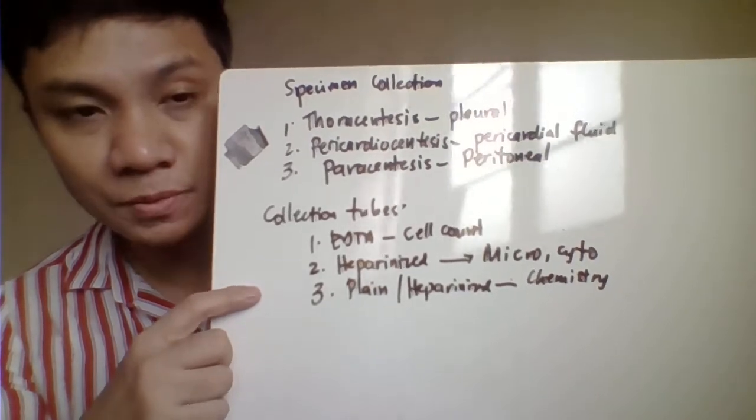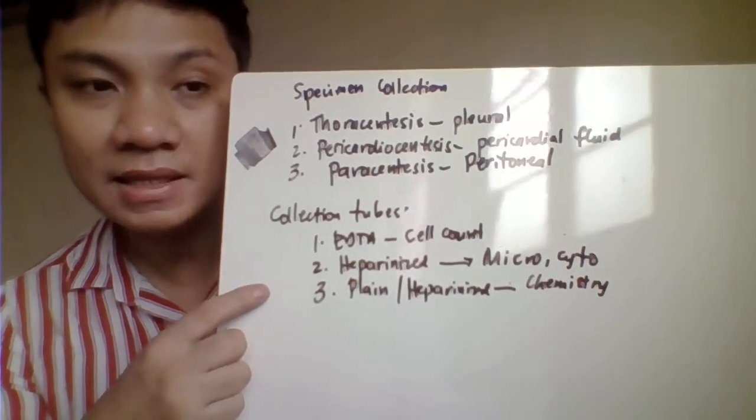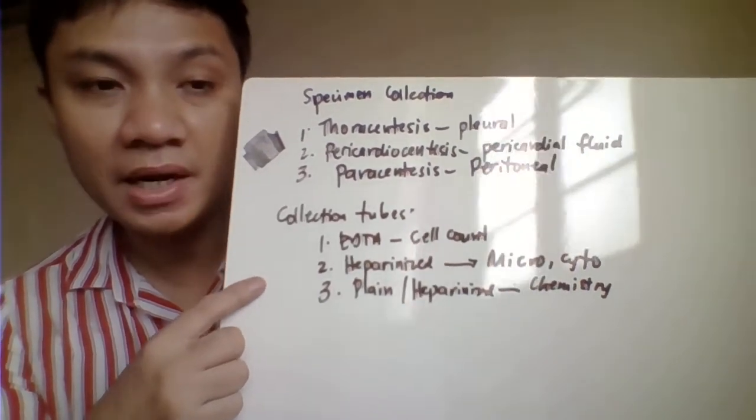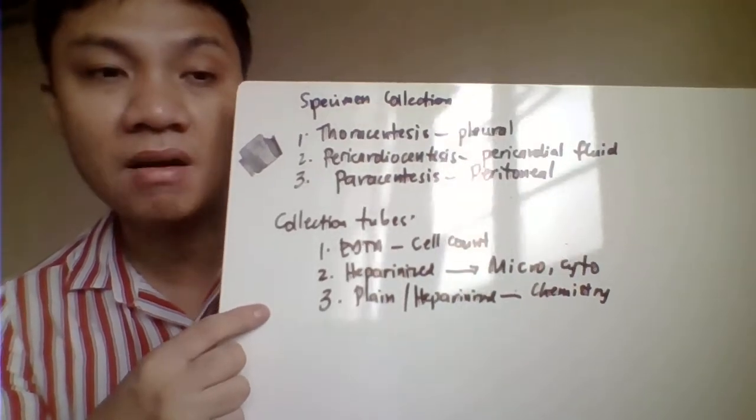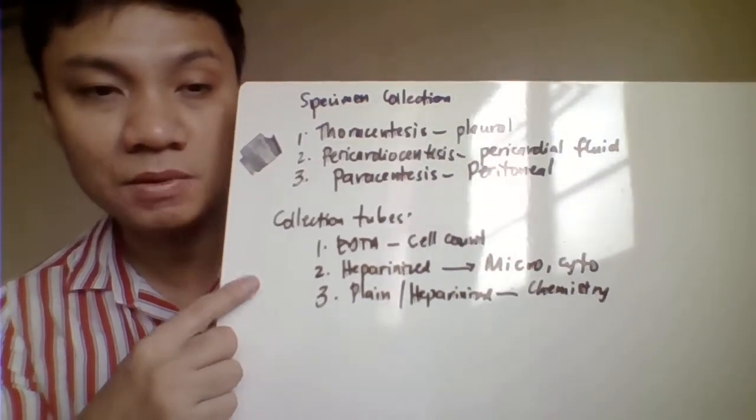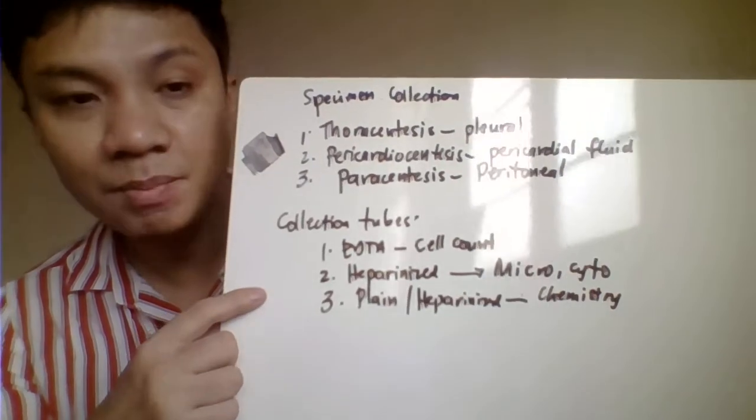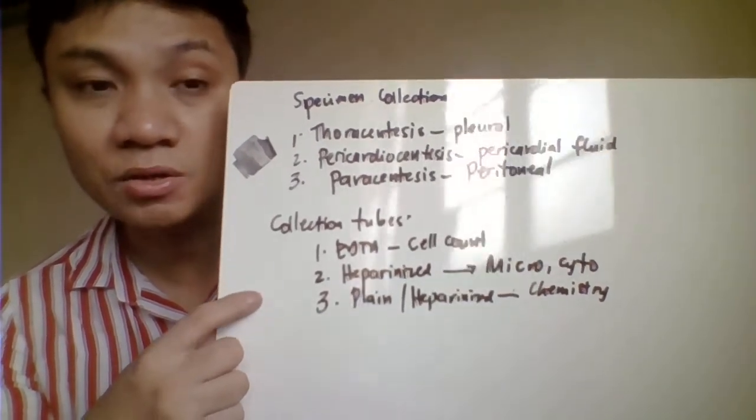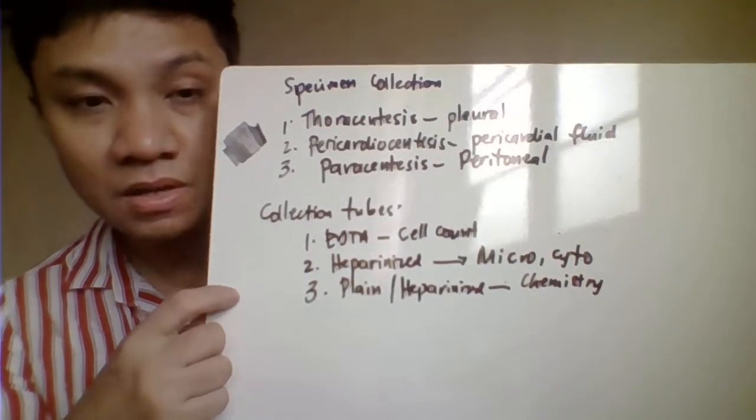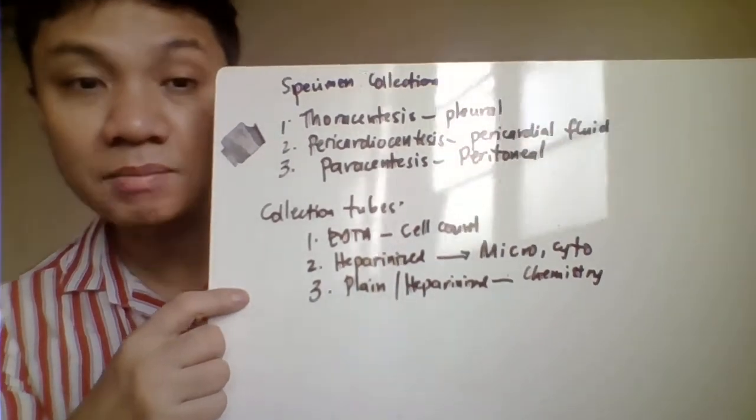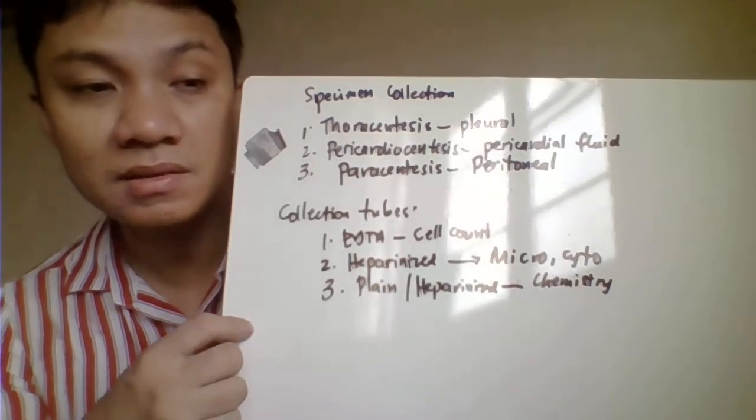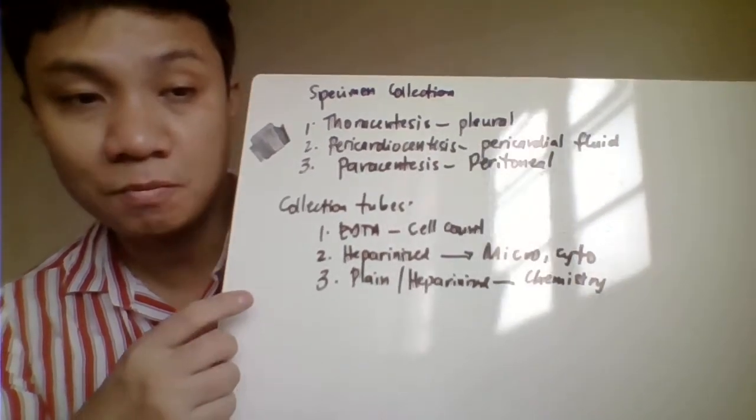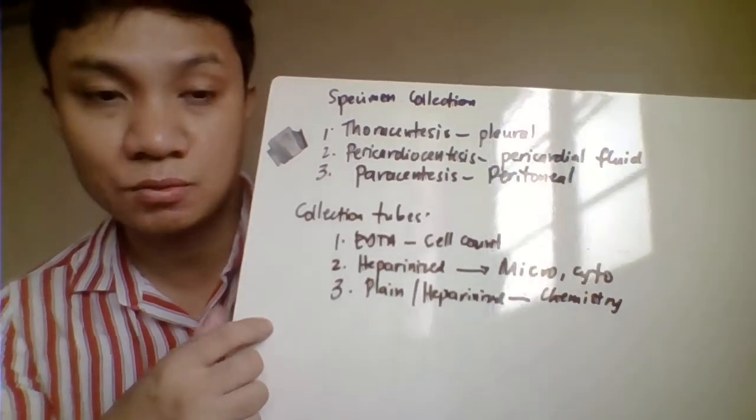For the collection tubes, for the tests, for your WBC count, your cell count, your differential count, then your EDTA tube is used for that. Then for the specimen for your microbiology and cytologic examination, it should be put in a heparinized tube. And then for your chemistry test, that is a clotted specimen, so you could put it in your plain tube or you could also use your heparinized tube.